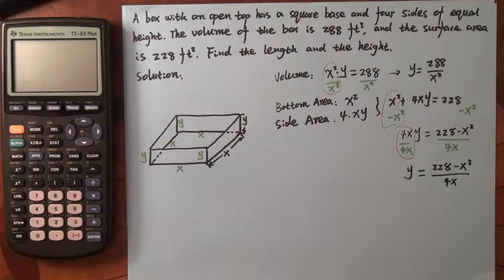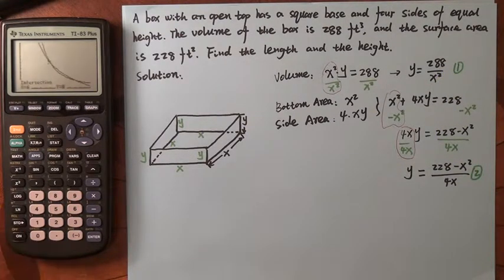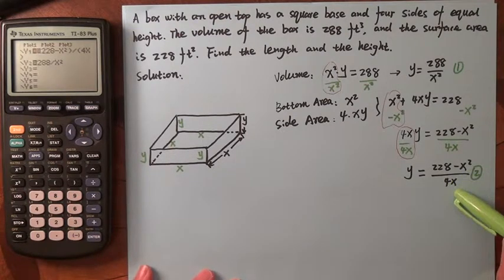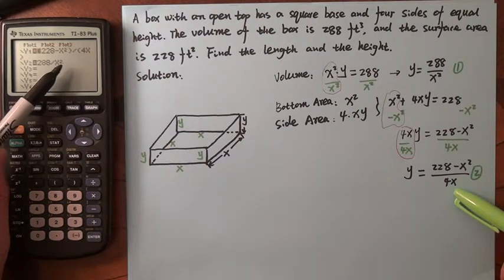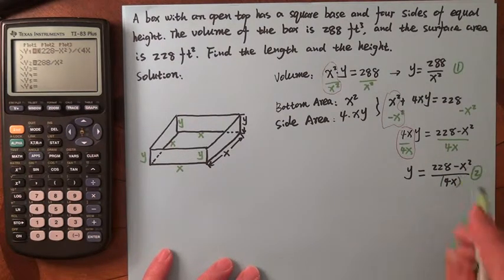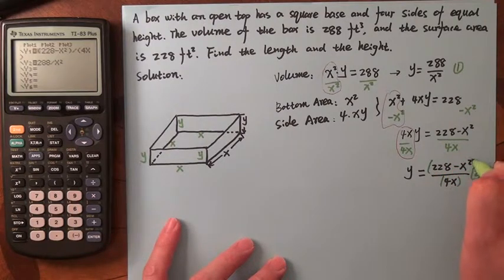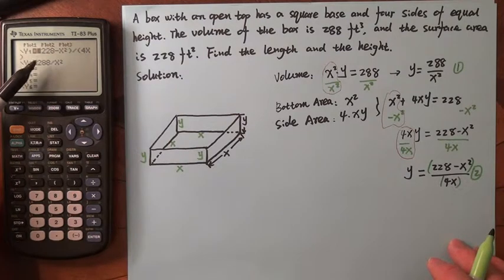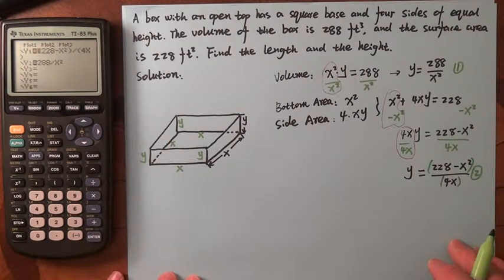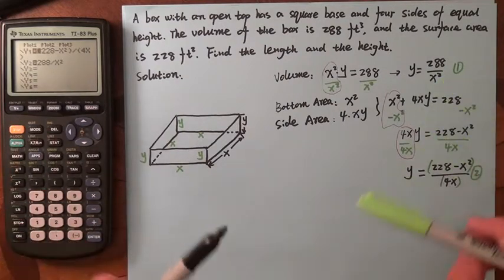So we have two equations. One equation is here, another equation is right here. Now we want to put those two equations into the calculator. That's right here. You see, the first one is the one I put right here. It's 228 minus x squared, and then divided by 4x. You need parentheses, and then 4x with parentheses. Again, upstairs you also need parentheses, like that. If you don't do that, that might be a disaster. Now the second equation is relatively easier. It is 288 divided by x squared.